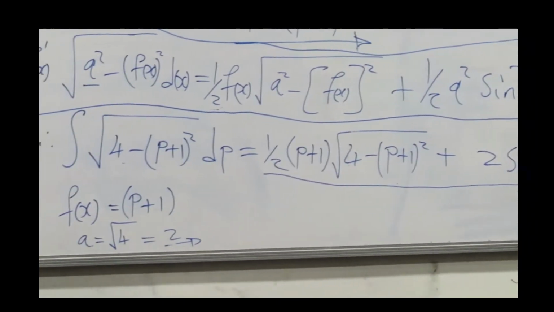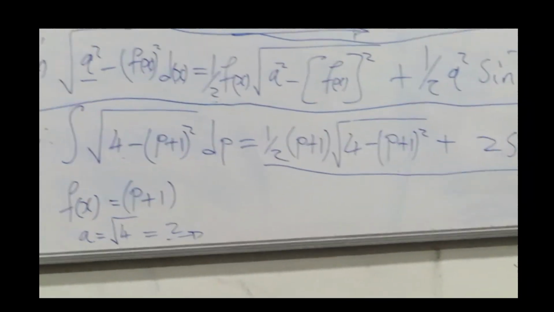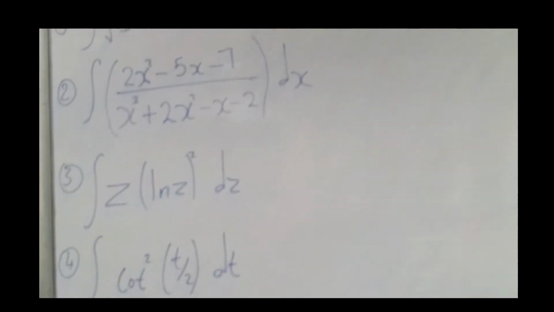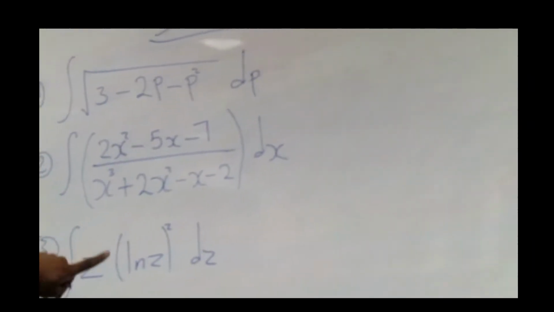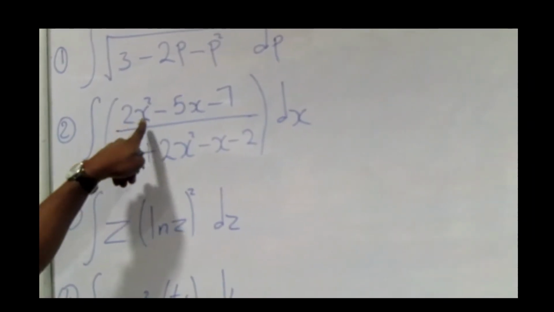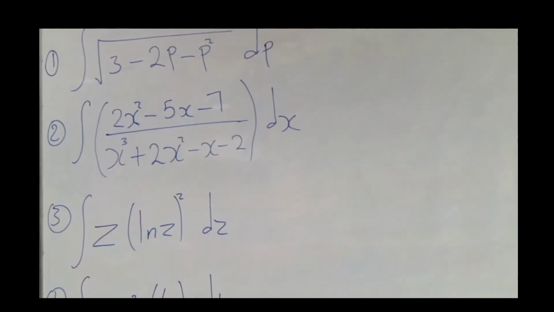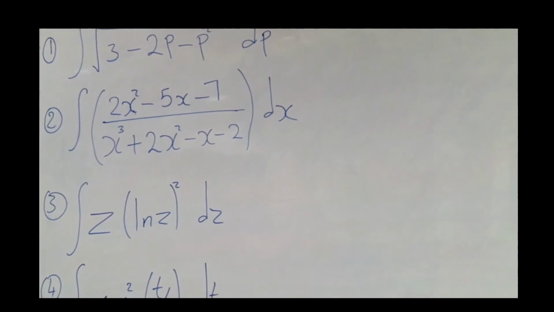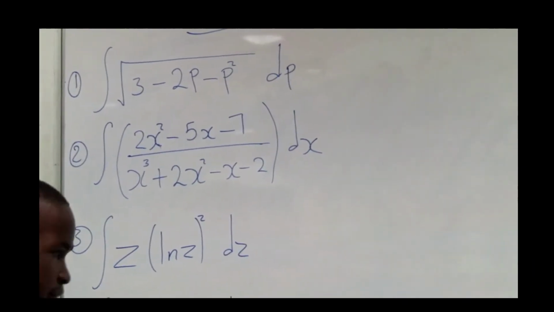Then now we can move to number 2. Number 2 is under the topic of partial fraction integration. It says the integral of (2x squared minus 5x minus 7) divided by (x cubed plus 2x squared minus x minus 2) dx.